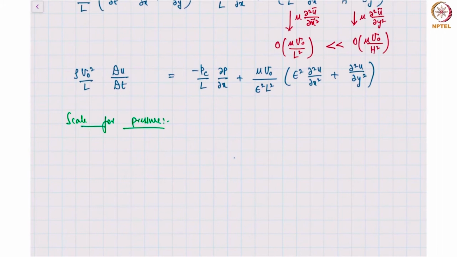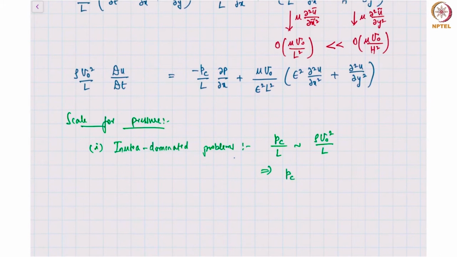So we have two options. If inertia is important, then we balance the pressure term, that's the size of the pressure term, with the inertial term, because inertia is much larger than the viscous term, and therefore pressure has to balance with whichever is the largest term. And what we get is the well-known result for pressure, which is rho u naught square. This is what you would get, for example, even in Bernoulli's equation.